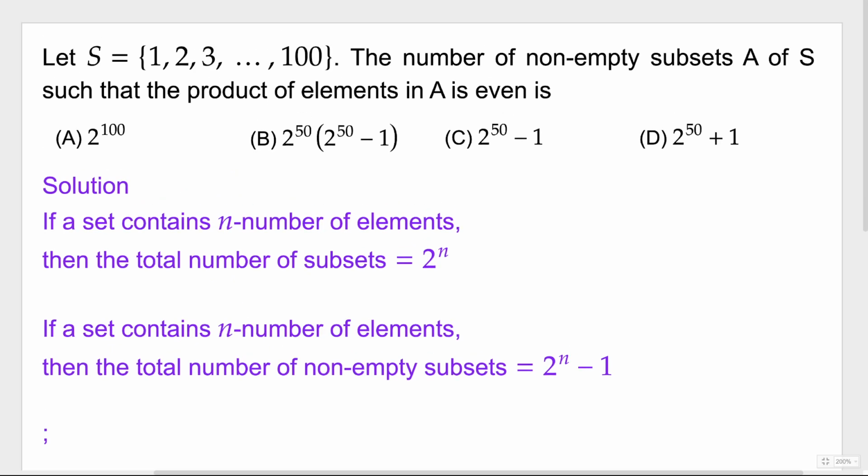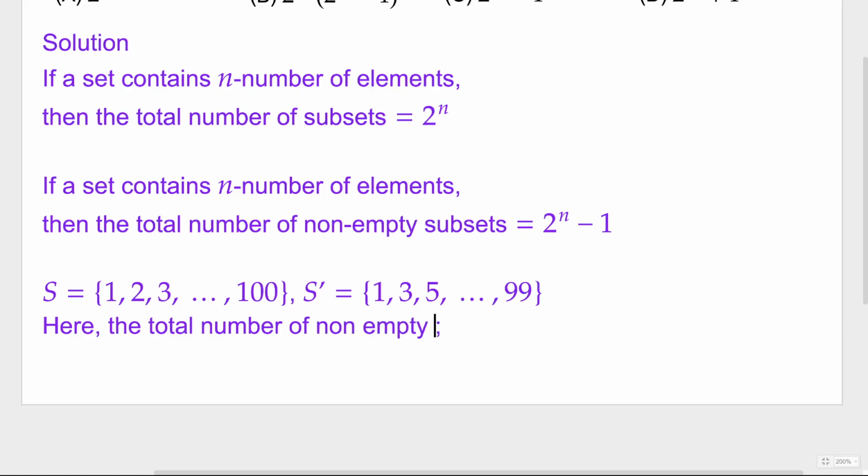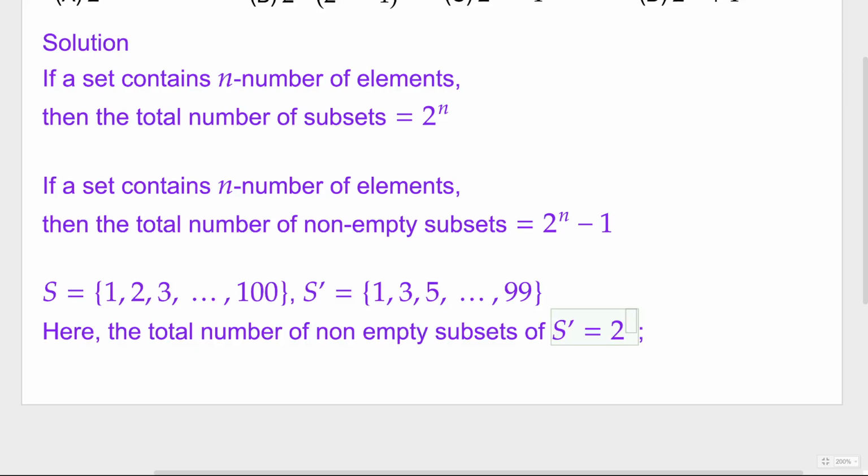Now from this, we have this given set with the elements 1 to 100. In that case, we can say that S dash will contain the numbers 1, 3, 5 and so on, all the way up to 99. So these are the odd numbers after filtering out the even numbers. The total number of non-empty subsets of this S dash: around half of the numbers are eliminated, so there are 50 elements. So 2 power 50 represents the number of all subsets, but we need to remove the empty one. So that becomes 2 power 50 minus 1.